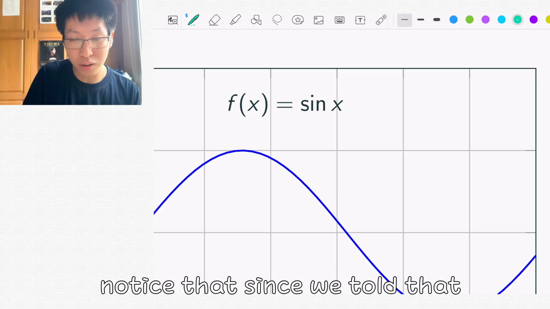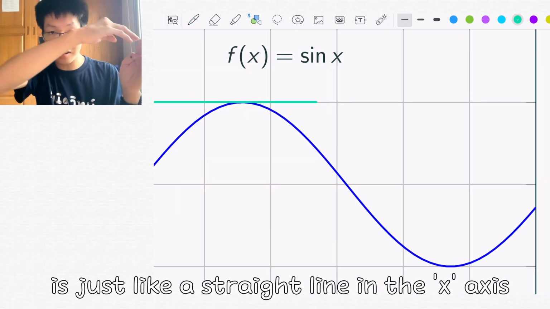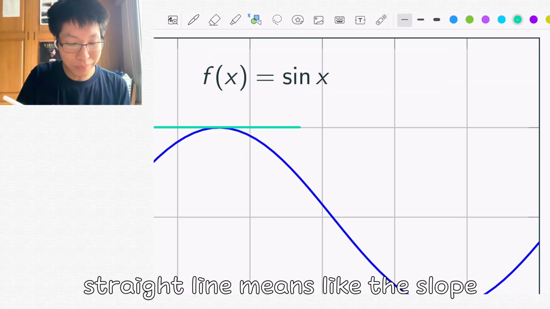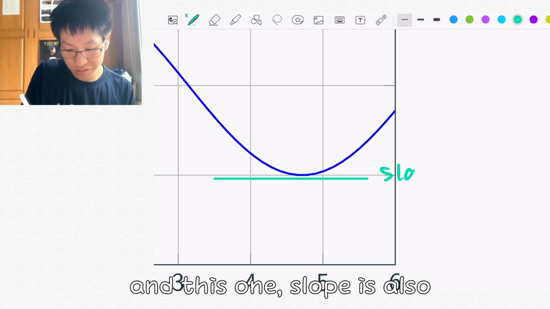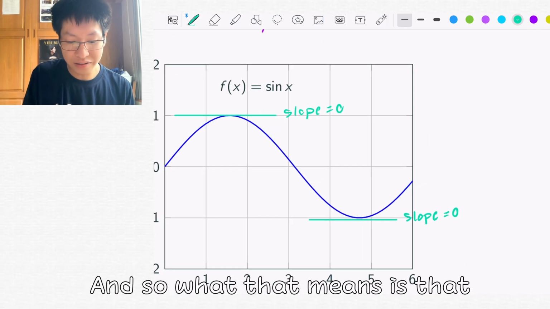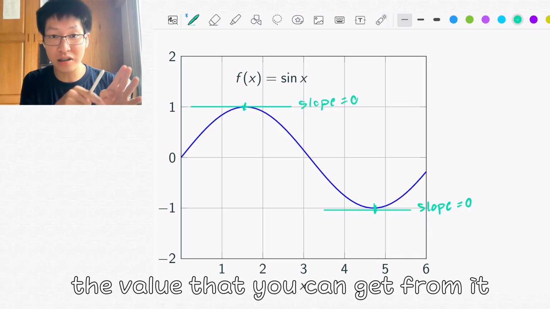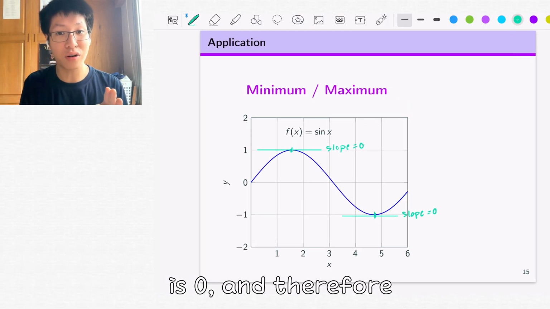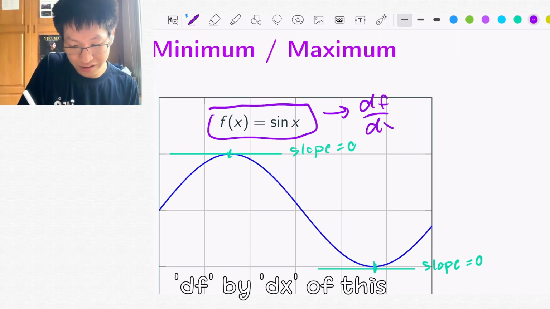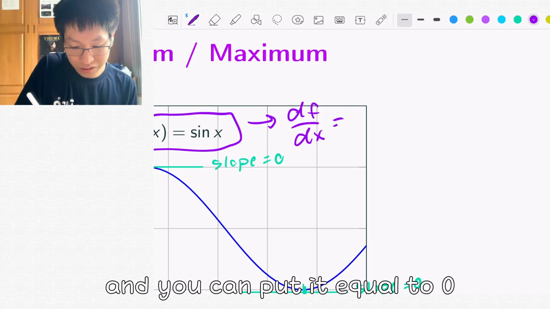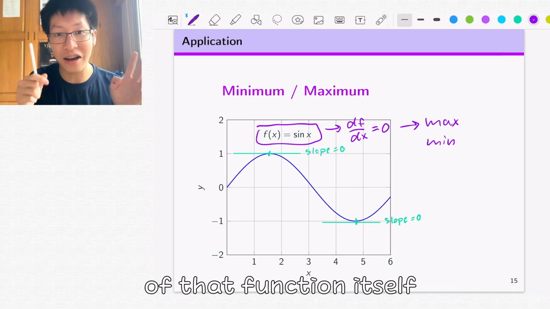Notice that since we learned that the derivative is the tangent line, right? And since on top, the tangent line is just a straight line along the x-axis. Straight line means the slope equals 0 because there's no rise in y. And this one's slope is also equal to 0 because there's no rise in y. And so what that means is that if we compute the derivative at these two positions, the value you get is 0. Therefore, if you're able to find the derivative, so basically you get df by dx of this, you can set it equal to 0 and then solve the equation, and you can get the exact maximum and minimum point of the function itself.